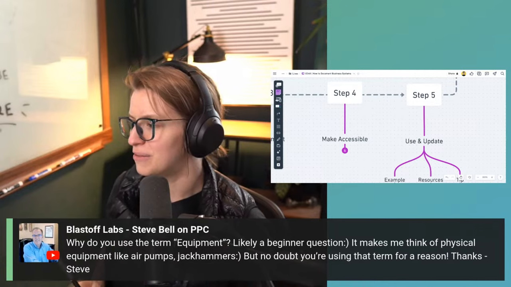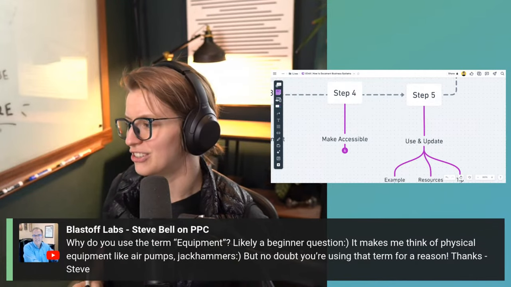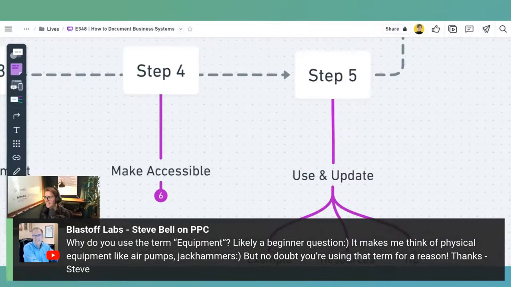Likely a beginner question. It makes me think of physical equipment, but no doubt you're using the term for a reason. Yeah. So, I meant to go the other way. That's a great question. I developed this term because I felt like there wasn't a great term in this space to describe the all-encompassing category I'm trying to hit on. I'm using equipment because it felt like the right word to describe something that makes a thing easier. I wasn't sure what a better term there would be.